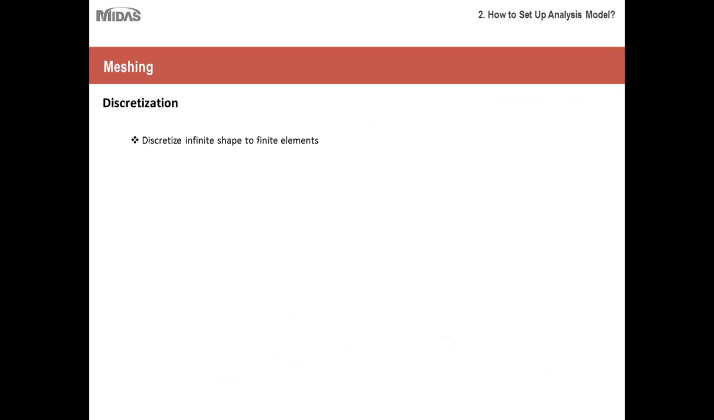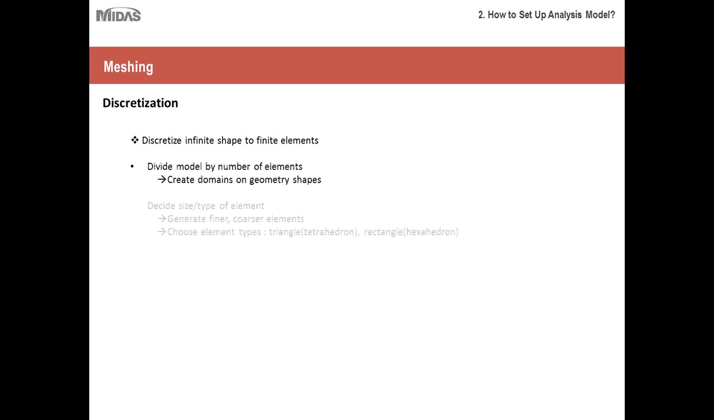Then once the geometry is generated, let's move on to the discretization, and like I said, it is the most important step. What we have to do is divide the model into a number of elements, where we have to create domains and geometry shapes, and then decide what size and type of elements will be needed. By size, I mean whether the element should be finer or coarser.